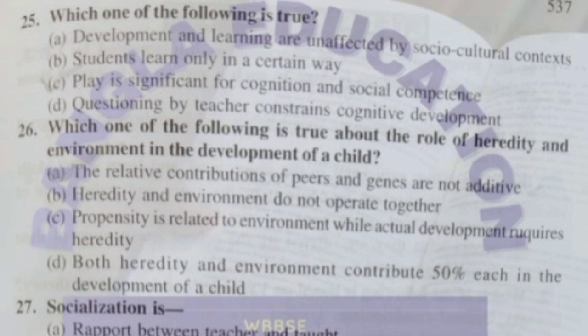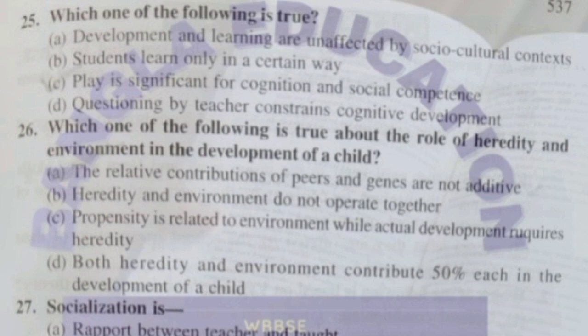Next question 26. Which one of the following is true about the role of heredity and environment in the development of a child? Option A, the relative contributions of peers and genes are not additive. Option B, heredity and environment do not operate together. Option C, propensity is related to environment while actual development requires heredity. Option D, both heredity and environment contribute 50% each in the development of a child. So correct answer will be option A, the relative contributions of peers and genes are not additive.